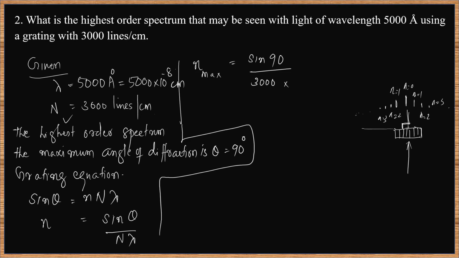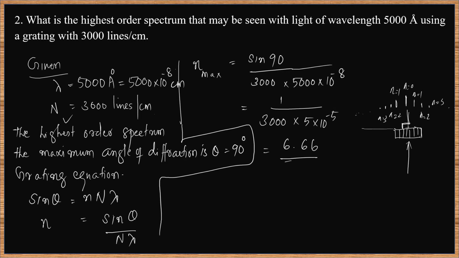So what will be the answer? 5000 into 10 raised to minus 8. So it is equal to 1 by 3000 into 10 raised to 5 into 10 raised to minus 5. You can use your calculators, around 6.666. So the highest order is 6.